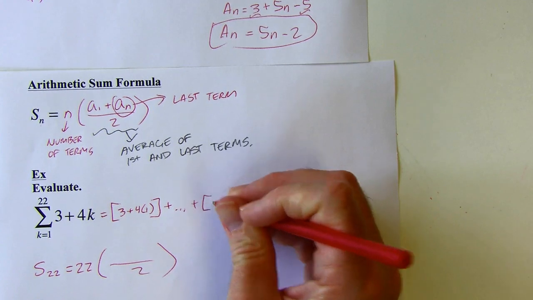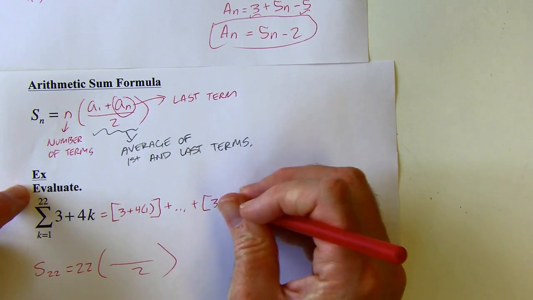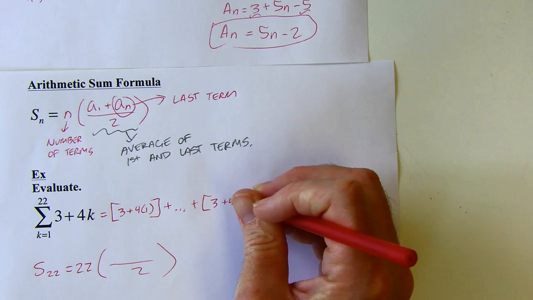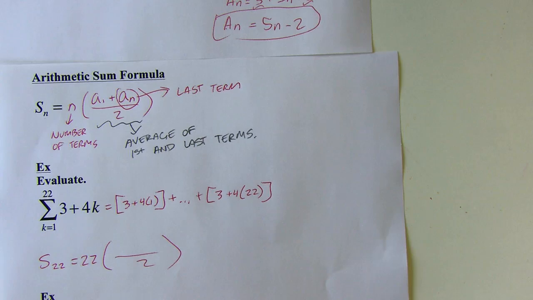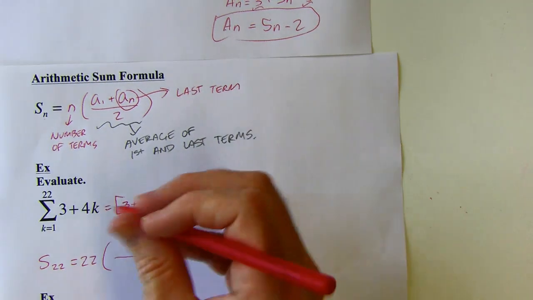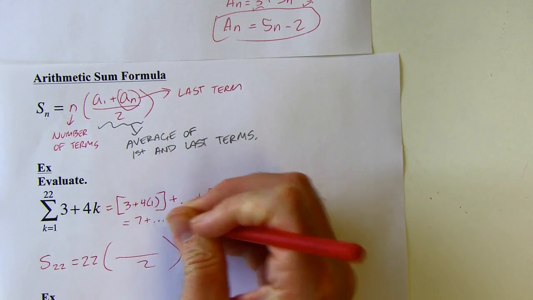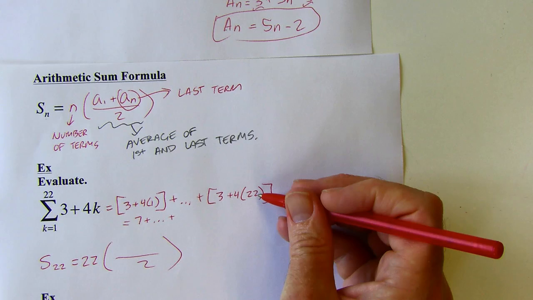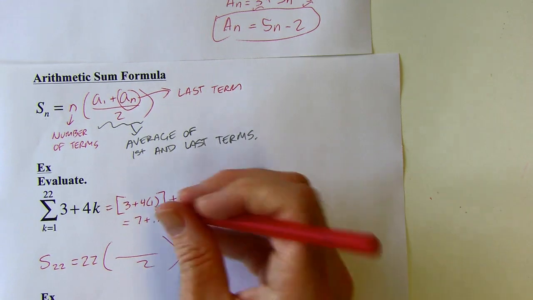So the last term I'd get by plugging in 22 for k, because you would plug in all of the integers from 1 to 22, right? If I can just find those two terms, then I'll be in business and I can save myself a lot of time. So this would be 7 plus a bunch of stuff in the middle, and then I've got 3 plus 88. That is going to give me 91.